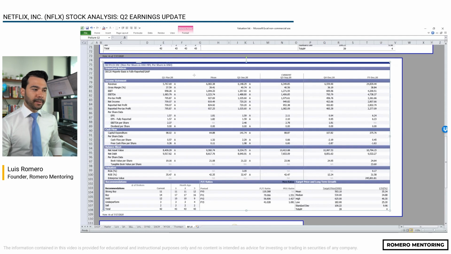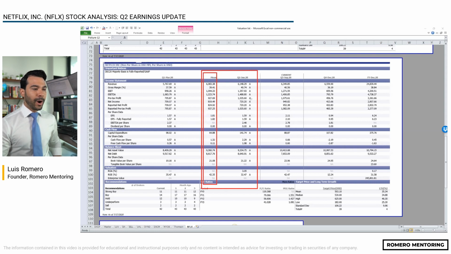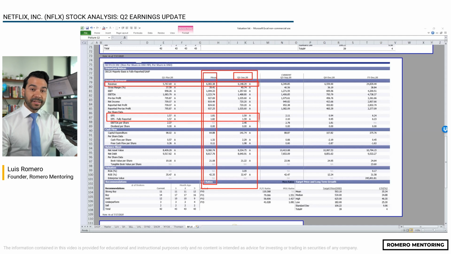In addition to that, if I scroll down here, you can see what the street was expecting on a quarterly basis. Here we have the mean, which is what the street was expecting. Right next to it you have Q2, which is what they reported. On the top line, revenue, they beat expectations. The street was expecting roughly 6 billion, and they came in at 6.1 billion in revenue. So they beat on the top line. But on the bottom line, when you look at earnings per share, they missed. The street was expecting $1.81 on a normalized basis, and they came in at $1.59.